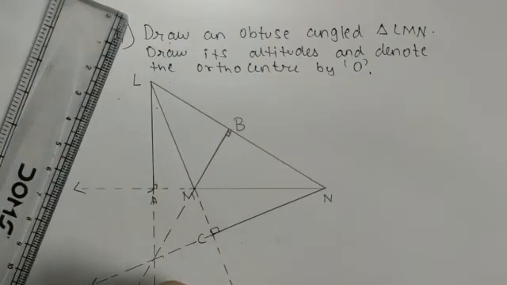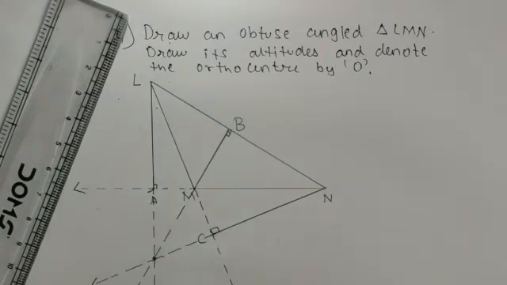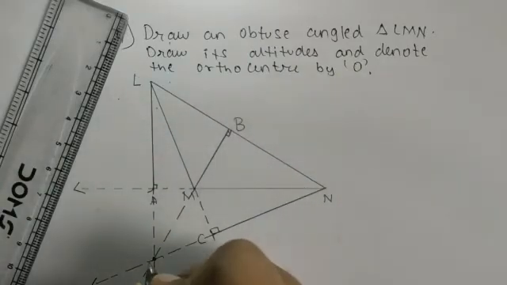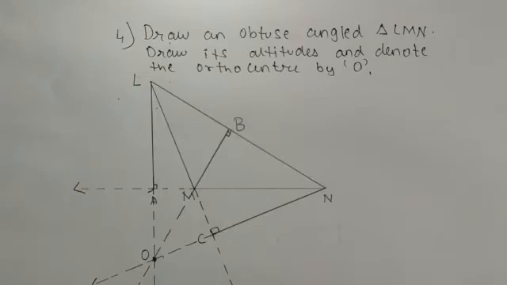And now we can see the point of concurrence is here where all the three altitudes are meeting. So they have told us to name the orthocenter by O. So we will name it as O. The point of concurrence or the orthocenter will be O. So this way you will construct an obtuse angle triangle and all its altitudes, and you will find the orthocenter and you will name it as O.